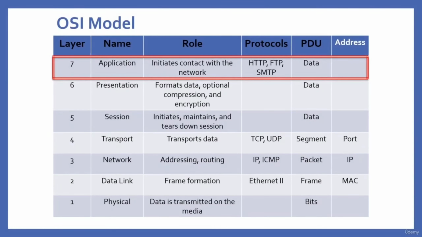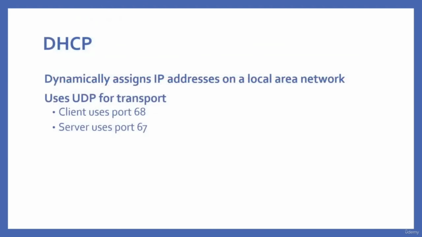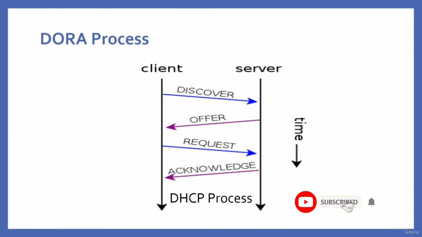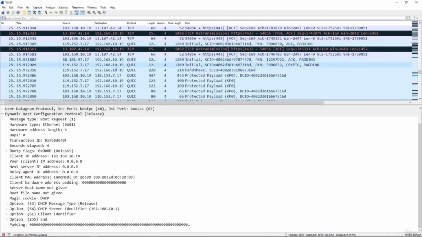Dynamic Host Configuration Protocol works at the application layer of the OSI model. The DHCP dynamically assigns IP addresses on a local area network. DHCP uses UDP for transport, and the client will use port 68 and the server will use port 67. The DHCP uses what we call the DORA process: discover, offer, request, and acknowledge. Let's take a look at the DORA process in the Wireshark.